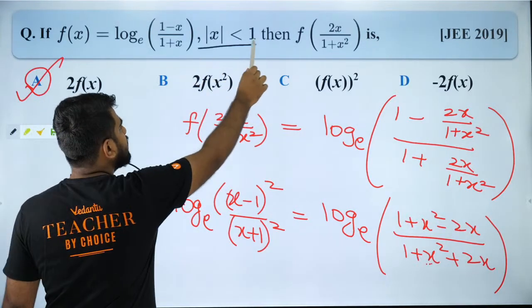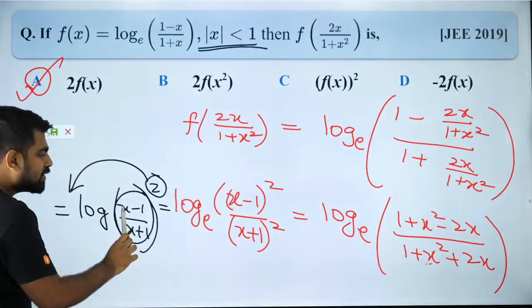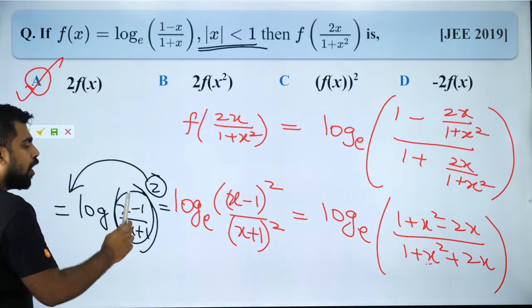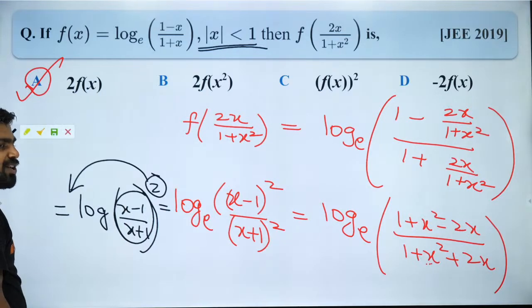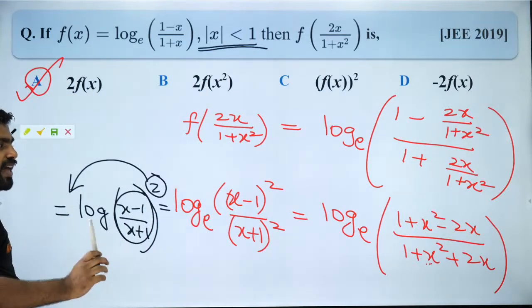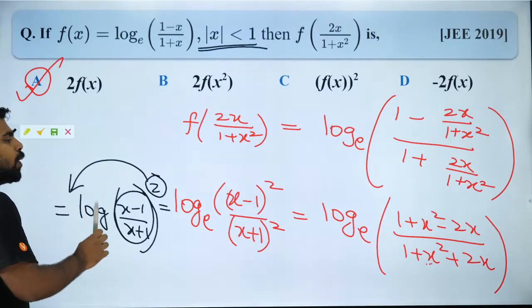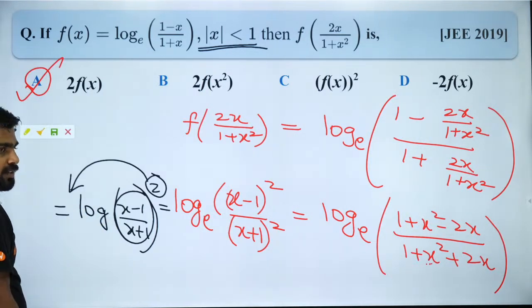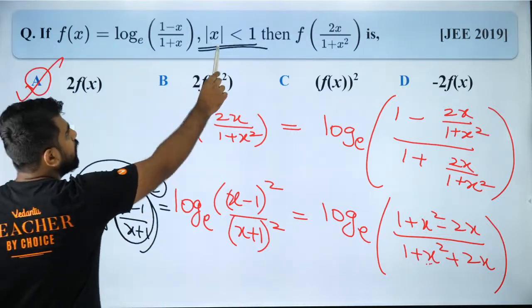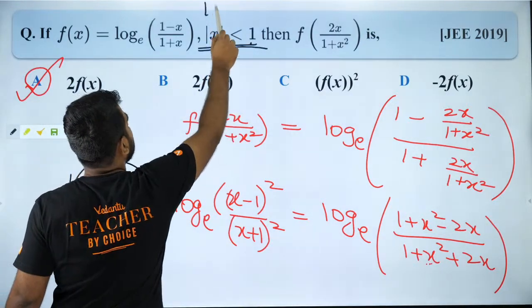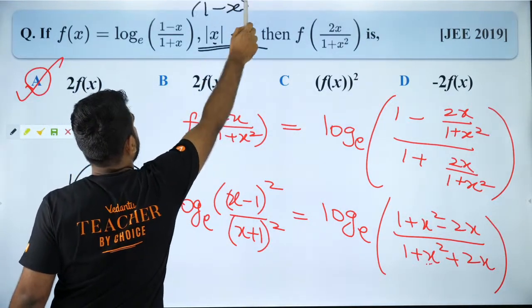We know mod x is less than 1. So should I write it as x minus 1 whole square or 1 minus x the whole square? Can you guys think about it? That is the best part about this question. That is the only place where you guys can go wrong. Because mod of x is less than 1, I will write it as 1 minus x the whole square.